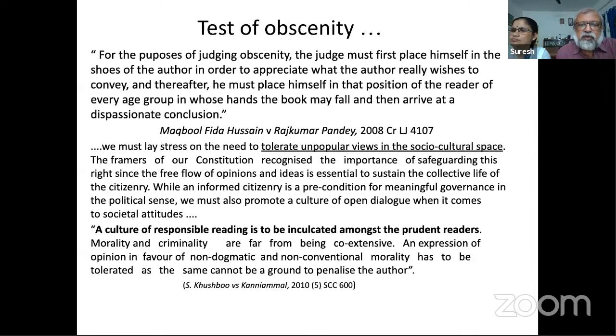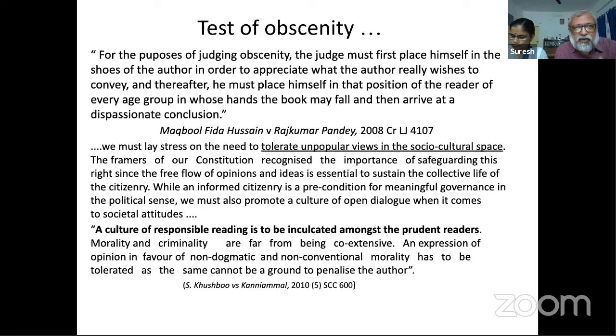Now, when you talk about responsible reading, it raises a new dimension to the whole issue of freedom of speech and expression. Till now, we've been talking about freedom of speech and expression from the viewpoint of the person who's creating the free speech. It could be a filmmaker, a journalist, a book writer, a poet, a painter, a sculptor, it could be anybody. So when you're talking about responsible reading, you're now talking about the other side, which is the person who is consuming whatever has been produced.